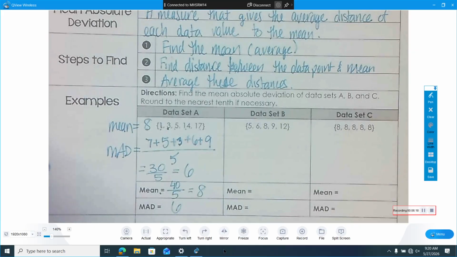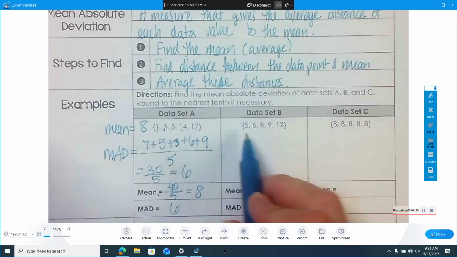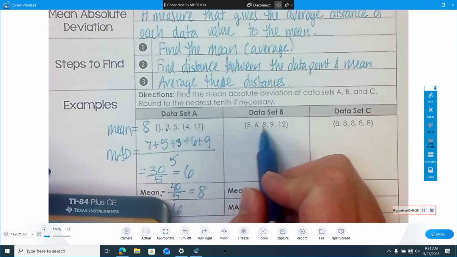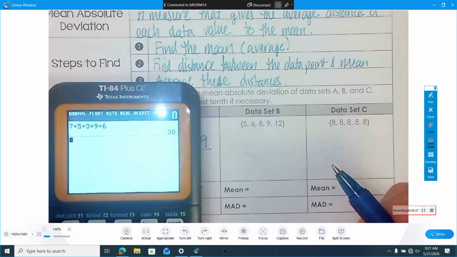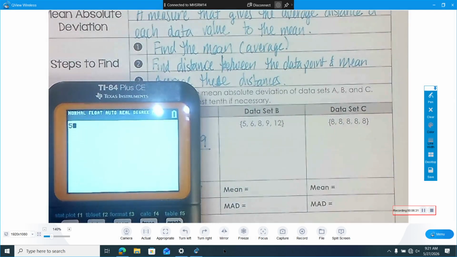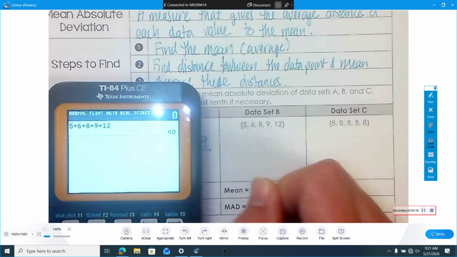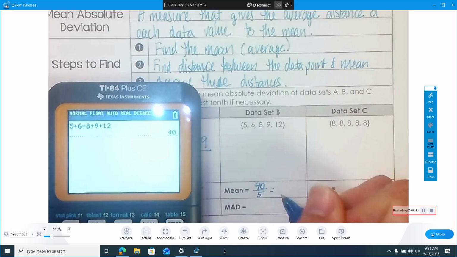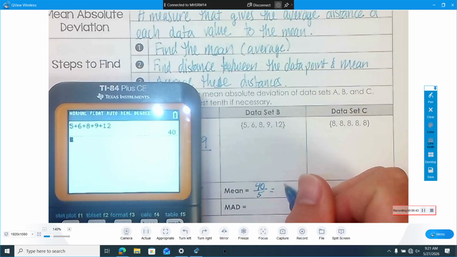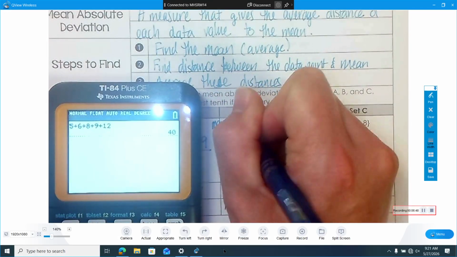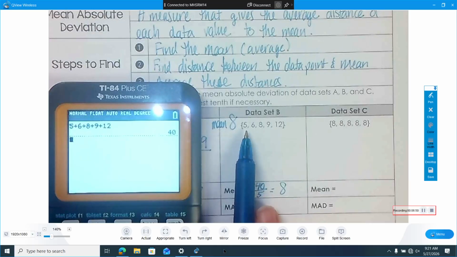All right, let's try another. So data set B. Let's see, there are 1, 2, 3, 4, 5 values here. So what's the first thing we need to do? Add them and divide. So let's see, 5 plus 6 plus 8 plus 9 plus 12. And we get 40 over, how many data are there? 5, okay. So 40 over 5 again happens to be 8, all right. So my mean is 8 of this data set.